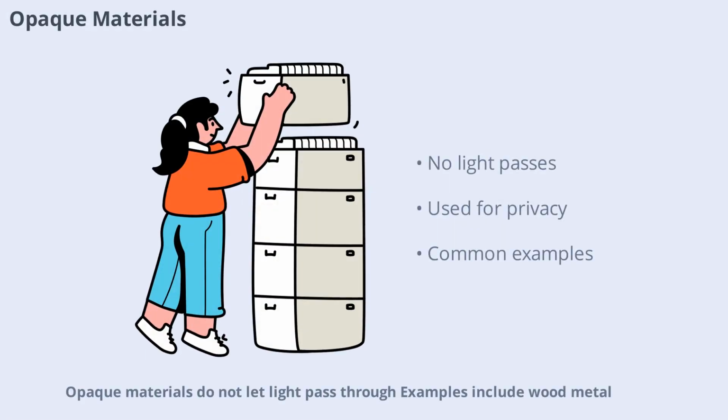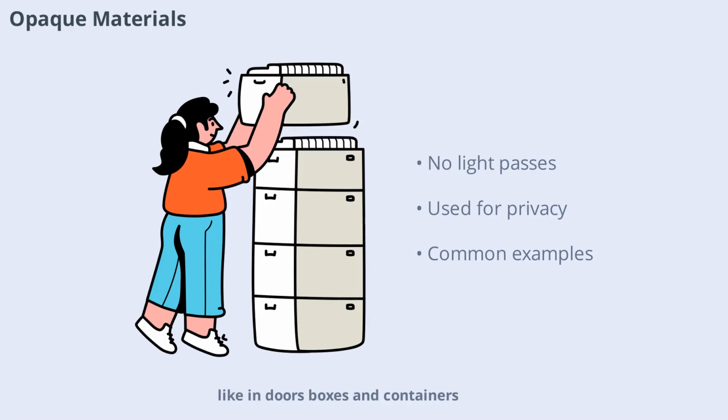Opaque materials do not let light pass through. Examples include wood, metal, and cardboard. These materials are used when we want to block light or keep things hidden, like in doors, boxes, and containers.